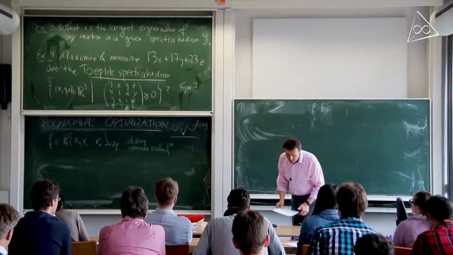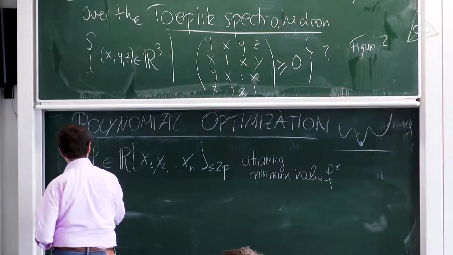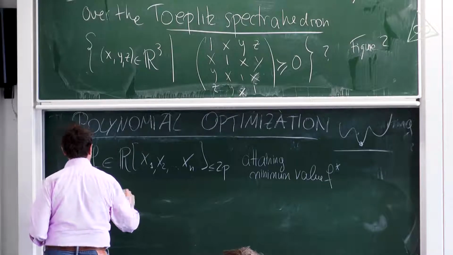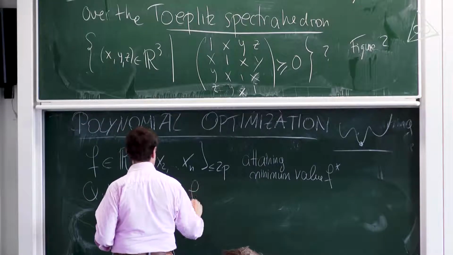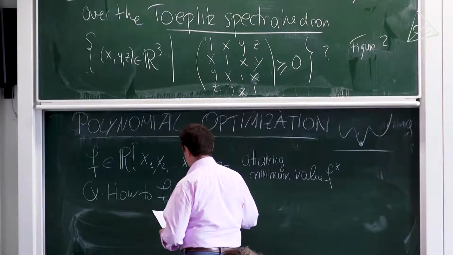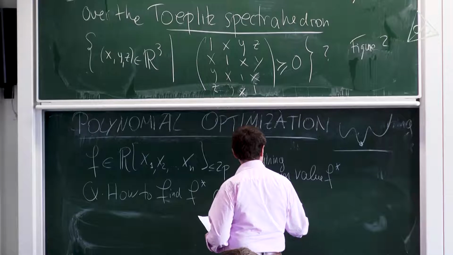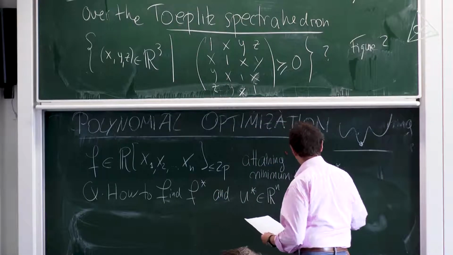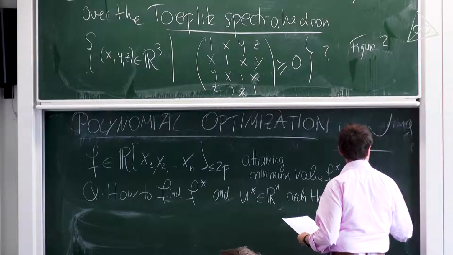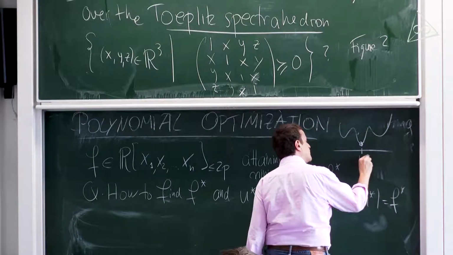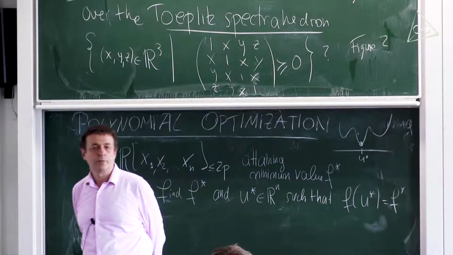Now, how do you find that minimum? So the question is how to find it. I would like to solve this problem: how to find f star, and of course you also want to find a point such that the value is attained. You want to find this point u star, and then the height is f star. Okay, so that's our problem.